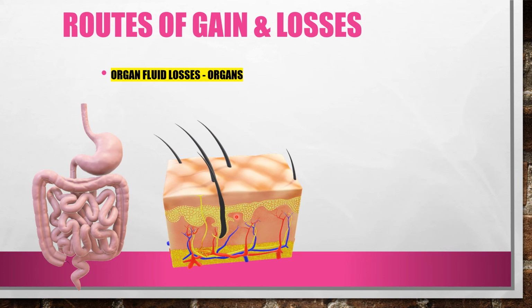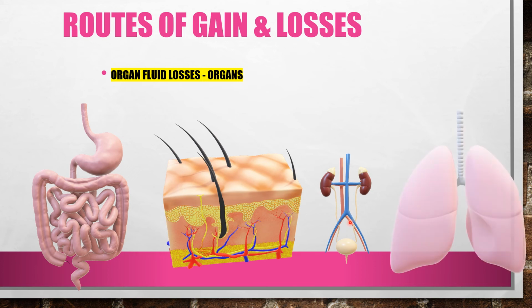Then the next one is the skin. Skin is the largest organ in our body. Through sweating, we lose 1 liter of fluid. Then through the kidney, excreting the toxic materials, fluid is lost. Then the lungs also: when exhaling, nearly 300 ml of fluid is lost. So these are the organs mostly responsible for the loss and gain of fluids.